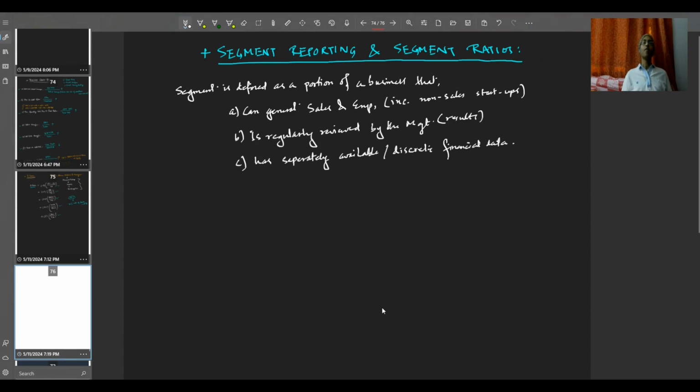A segment of a business is defined as a portion of a business that can generate both sales and expenses, and this includes non-sales generating startups, that is regularly reviewed by the management in terms of the results, and for which discrete financial data is available. So this is what a segment means. Now if a business has a segment, there are certain mandates which have to be reported regarding the segment. We will come to that now.